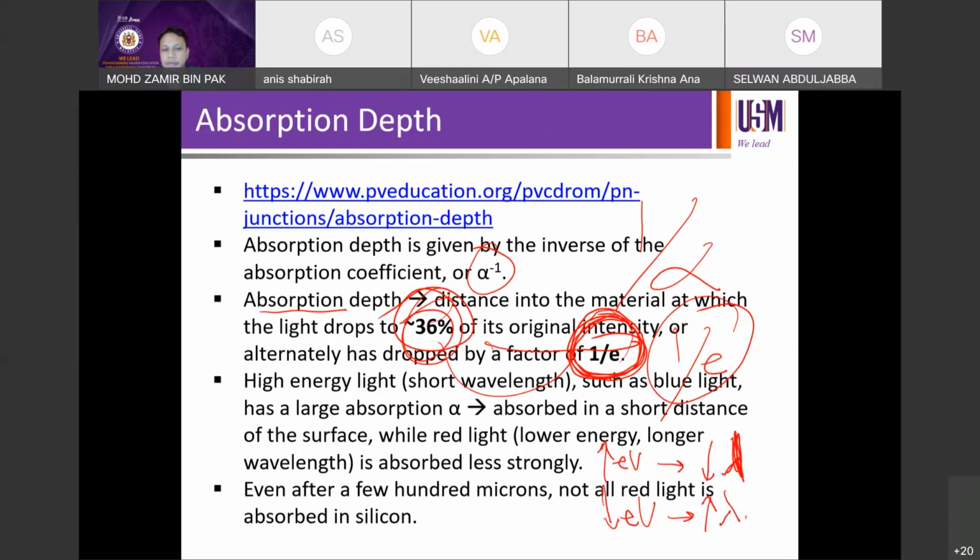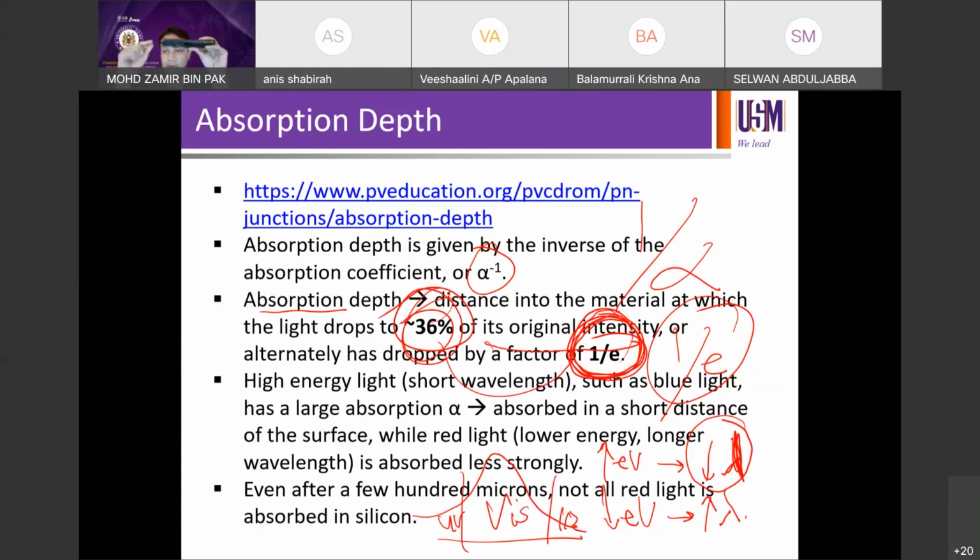And for light absorption, the photon with high energy will be absorbed at the surface. High energy means low wavelength. Okay, maksudnya if you're talking about solar spectrum, for example, the UV portion will be absorbed at the surface. The visible portion will be absorbed slightly into the volume of the material, and the IR portion will be absorbed at the back or close to the back, depending on the thickness and alpha, of course.